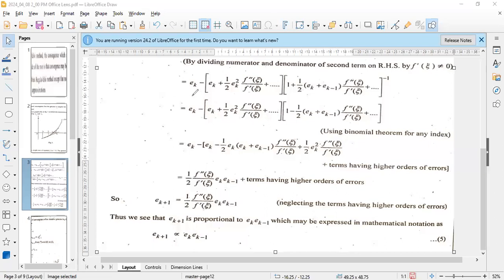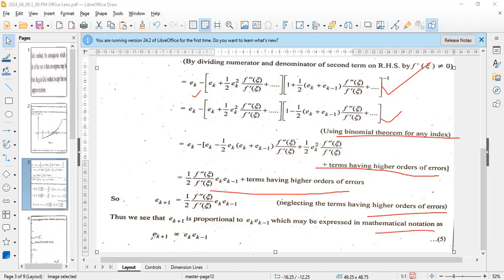So 0, we have this. After dividing, we get this. Then using binomial theorem for any index plus terms having higher order of errors, and this is the error. And this is the neglecting the terms. Thus we see that, which may be expressed in mathematical notation as this: ek is directly proportional to ek minus 1. We have given this equation number 5.